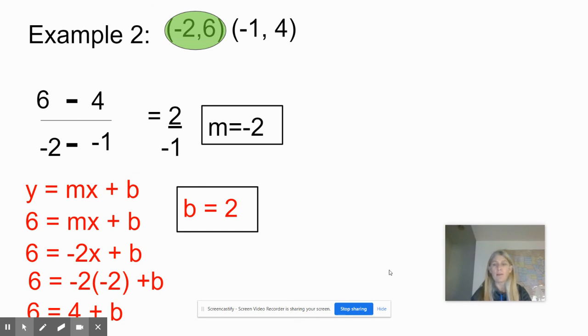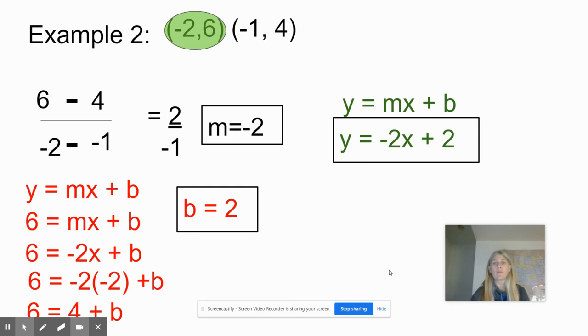I'm now simply going to put that into my equation, y equals mx plus b, and my final equation of the line that goes through these points is y equals negative 2x plus 2. Now, once again, I should be able to plug in my x and solve for y. So if I plug in a negative 2, negative 2 times negative 2 is 4, 4 plus 2 is 6.